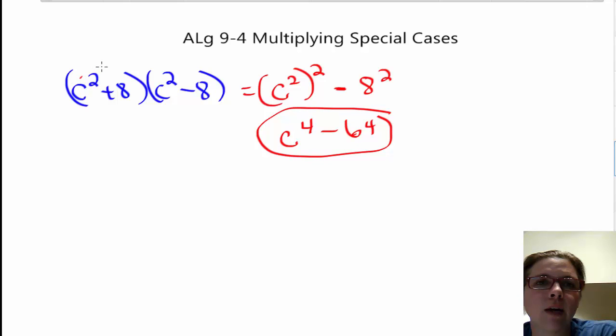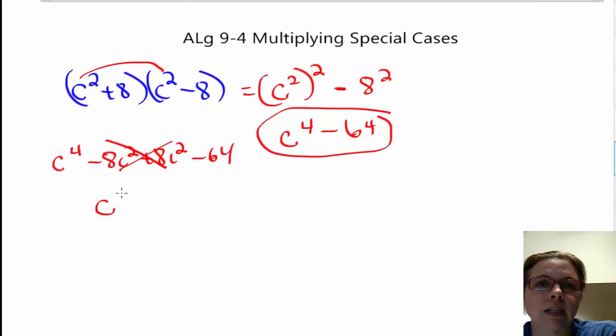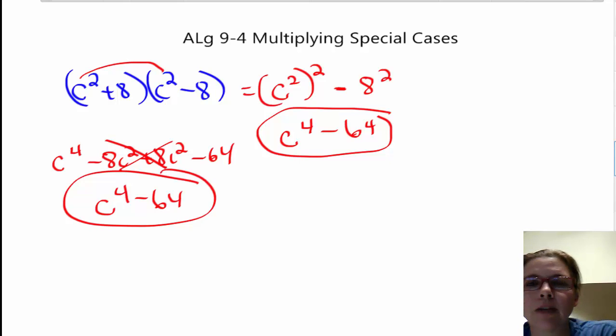Now again, if you want to FOIL it, it's going to be c to the fourth, and then negative 8c squared plus 8c squared, and then minus 64. And those will cancel, so you'll get c to the fourth minus 64. Same thing. These are just special cases, so they give you kind of easier things to remember.